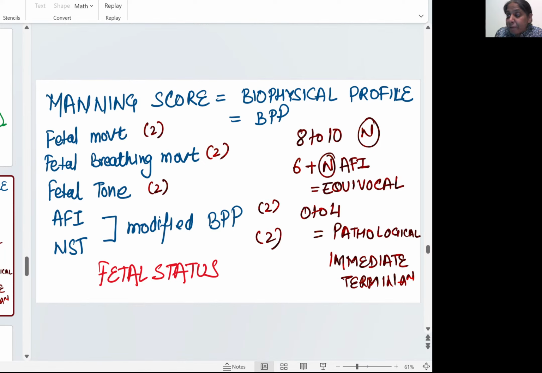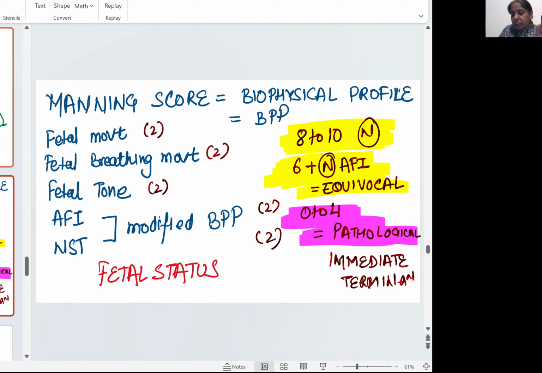To every component, 2 marks are given. Total score is 10. A score of 8 to 10 is normal. A score of 6 is equivocal. A score of 6 with normal AFI is equivocal. And if the score is 0 to 4, it is pathological.